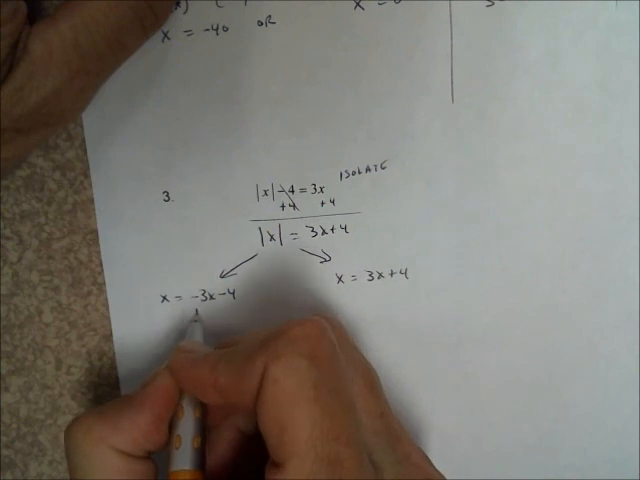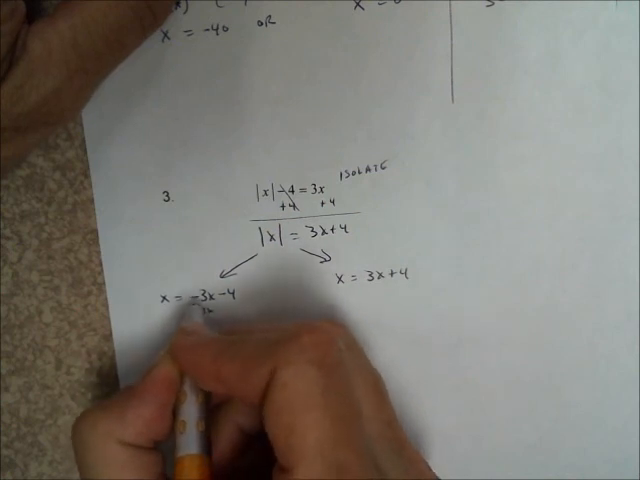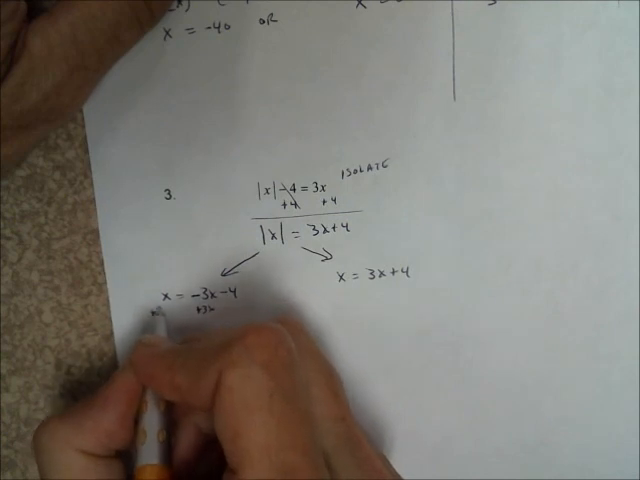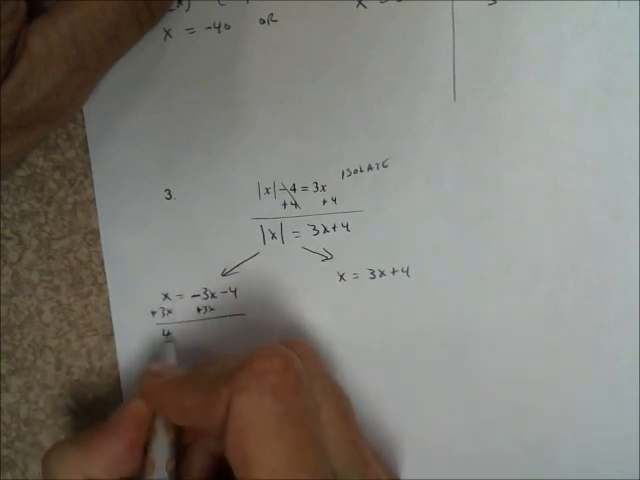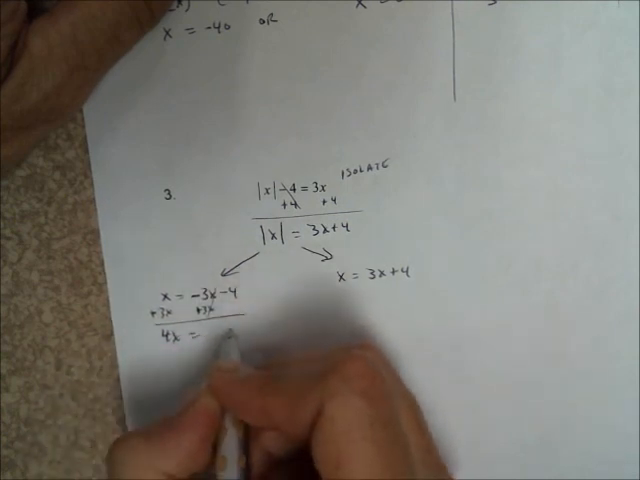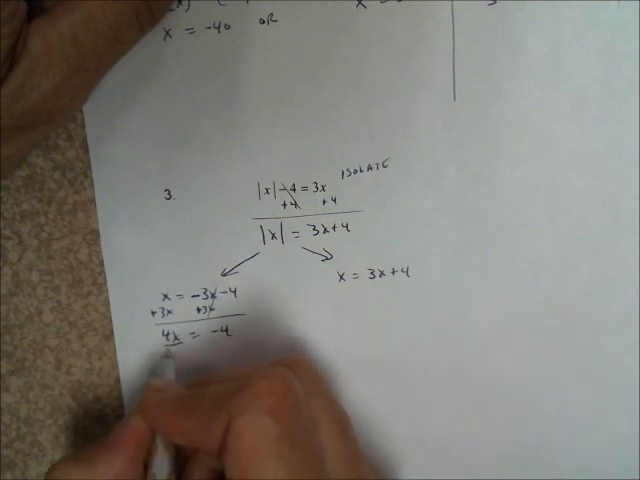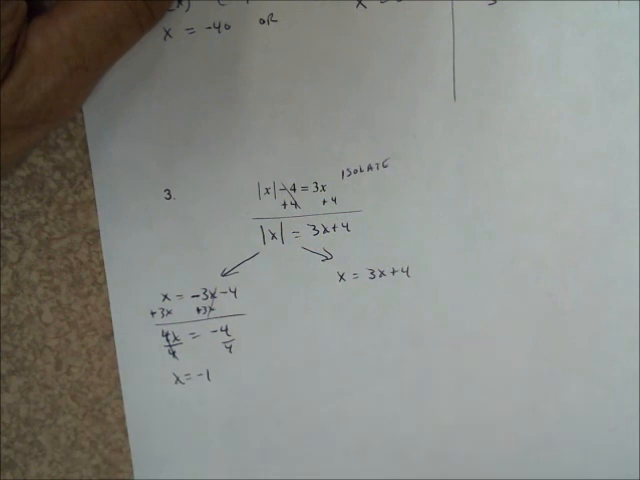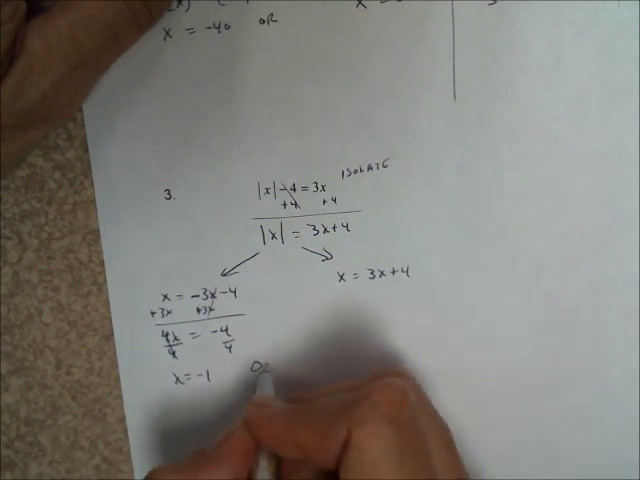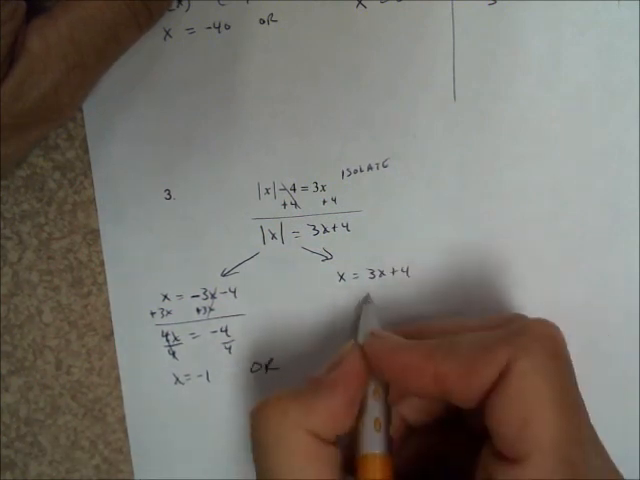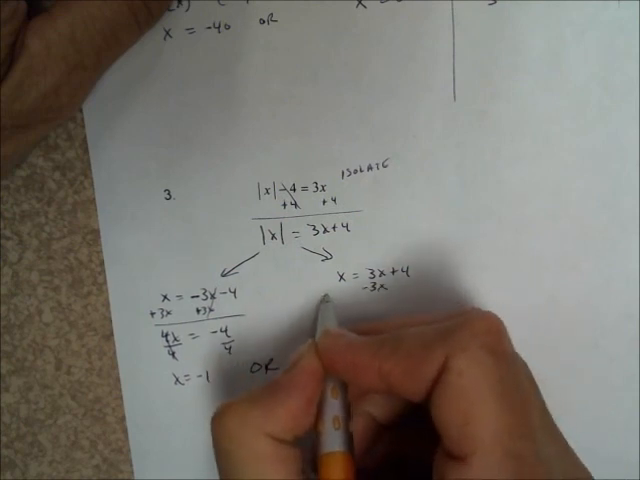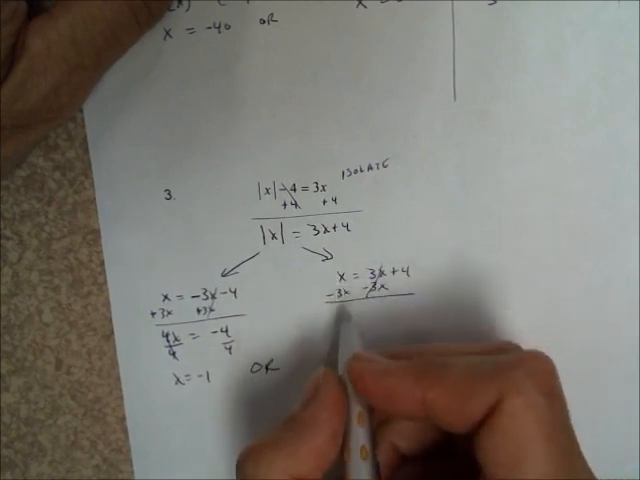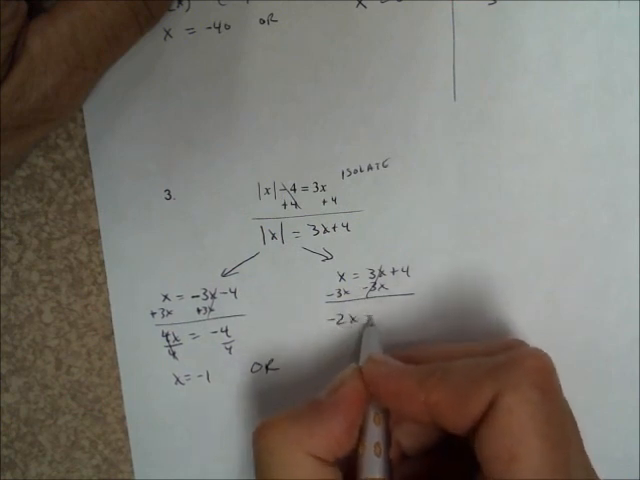And now to solve this, you're going to add 3x to both sides because you've got to get rid of that negative 3x. So when you add 3x to x, you're going to get 4x. And 4x is equal to negative 4, divide by 4, and you're going to get x equals negative 1. So there's one potential answer. Or, you're going to subtract 3x from each side to get rid of that 3x over here. x minus 3x is negative 2x.